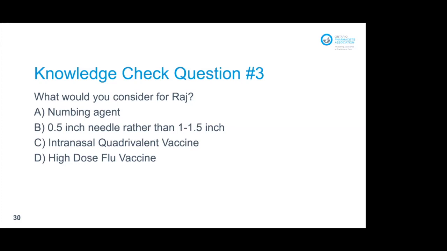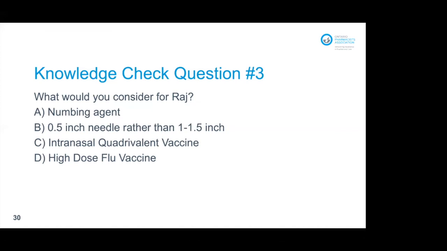This one's more of what you would consider. I think there were some clear wrong answers. B was definitely wrong. You never want to go with a smaller needle just because someone's afraid of that. But you are right. Both a numbing agent or an intranasal quadrivalent vaccine are options. Usually we tend to go with a numbing agent if possible, just because the intranasal quadrivalent vaccines are sometimes a little bit harder to get a hold of. And still the intranasal quadrivalent vaccines, though they are shown to be less reactive with individuals who have an egg allergy, there is still a slight chance of that allergy to occur because there is egg incorporated into that.